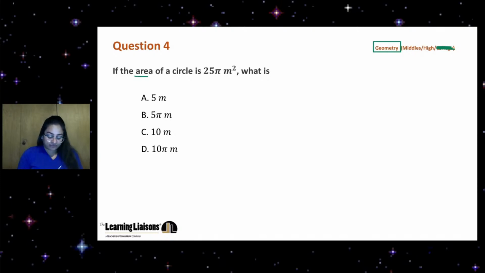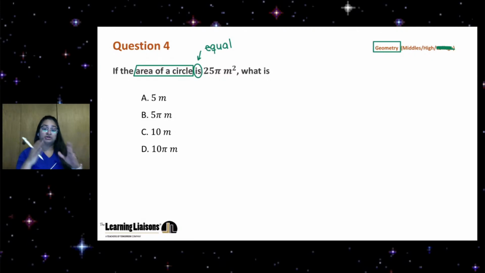It says if the area of a circle is that. So they're telling us the area of a circle. What does the word "is" mean? Is means equal. So the area of the circle is equal to this right here, 25 pi meters squared. Do I need to write the meters squared? Not necessarily. The meters squared tells you that your answer is the area of something. Because when you do area of something, it's generally a measurement times a measurement.